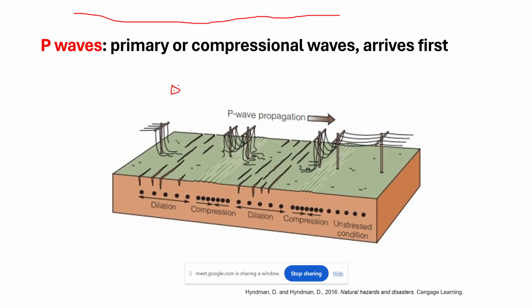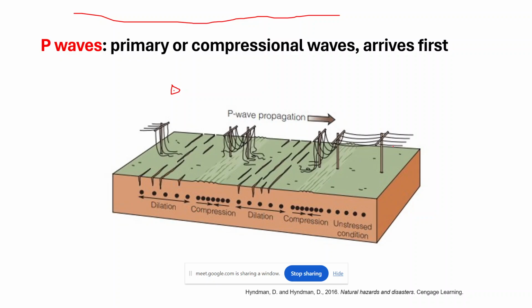If you look at this image, you can see how the motion is happening because of P wave propagation. You cannot see a P wave on the surface, but this is how it is. If you look at this diagram, these electric lines are a point of reference. As you can see, they're broken over here, right?